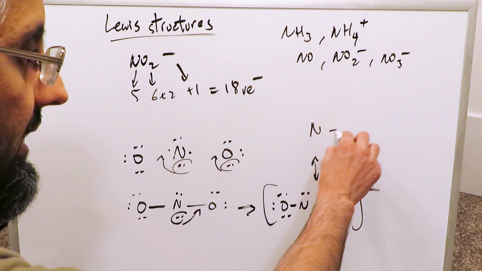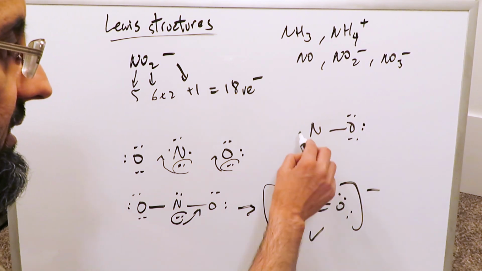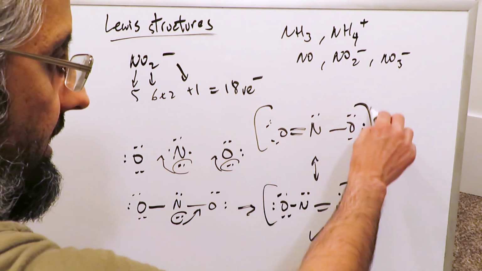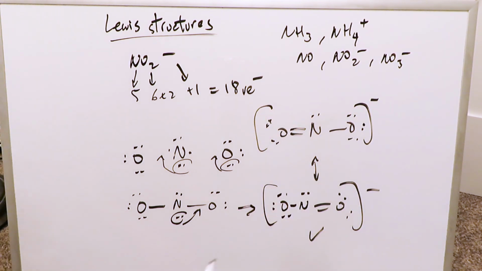You can write another one like this, where you flip the double bond around to the other side, and it would look just like that, and that's your other resonance structure. Both of these structures in terms of energy are equivalent. They just look different in terms of appearance. Double bond here, but they're resonance structures.